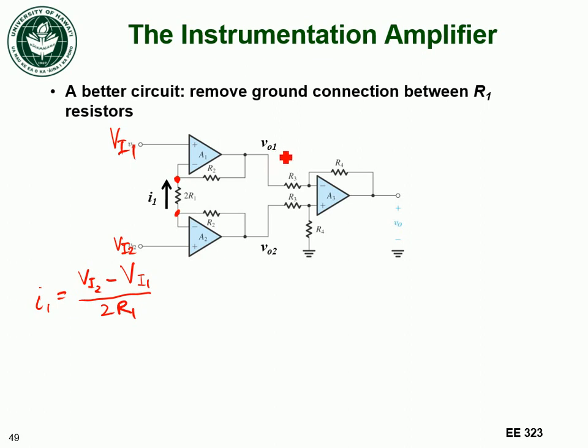Since I know I1, I can figure out what these two voltages are, V0 sub 1 and V0 sub 2. V0 sub 1, if I do a KVL around this loop, is VI sub 1 minus I1 times R2. And I can do something similar to get V0 sub 2. That will be VI2 plus I1 times R2.